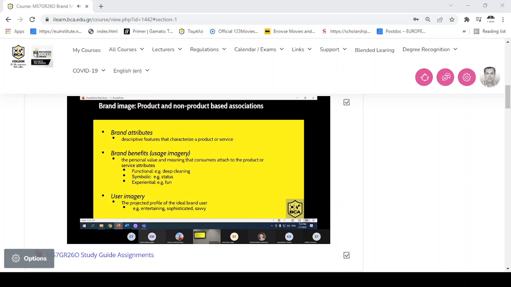And finally, user imagery concerns the projected profile of the ideal brand user by a brand. For example, a brand that is entertaining, sophisticated, or savvy.